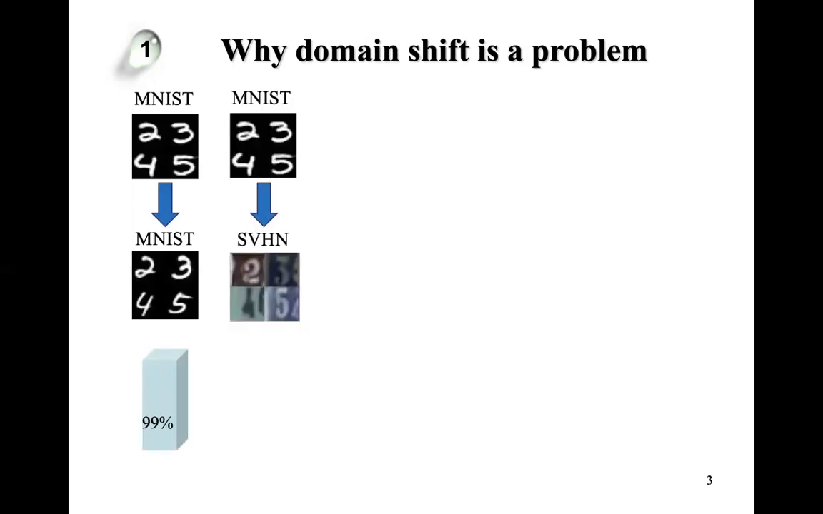However, in the real case, we may train our model using the MNIST dataset, while we may test our model using another new dataset, that's the Street View House Numbers dataset. As we can see, there is a huge difference between your training dataset and test dataset. We can expect a much lower accuracy on your test dataset, right?